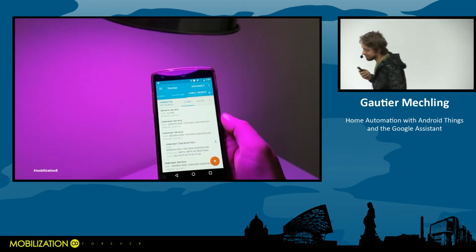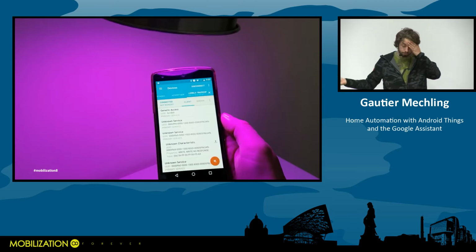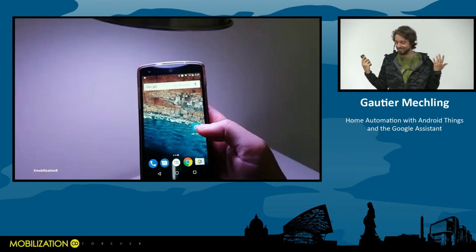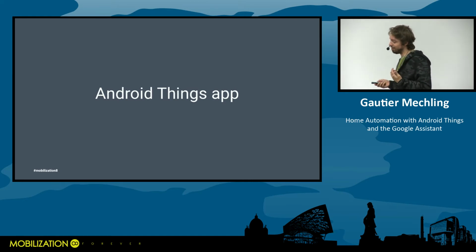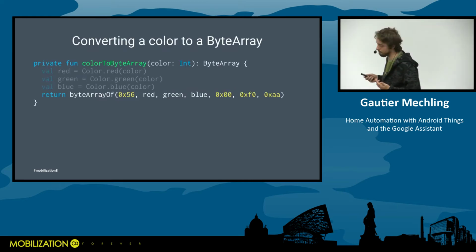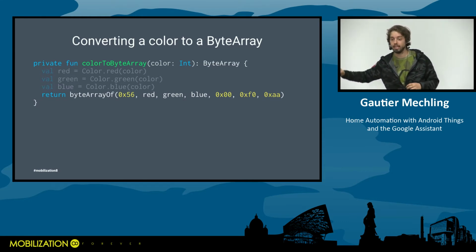So that's very cool because it means that in a few hours we have understood how this Chinese device was working. And we don't need that Chinese application anymore. That's so cool. So we have reverse engineered the light bulb, and we can now write a simple Android Things application to first convert an int color to a compatible data array.